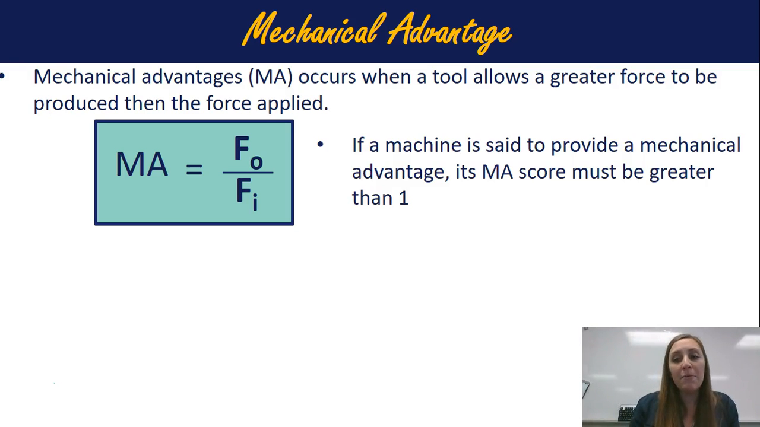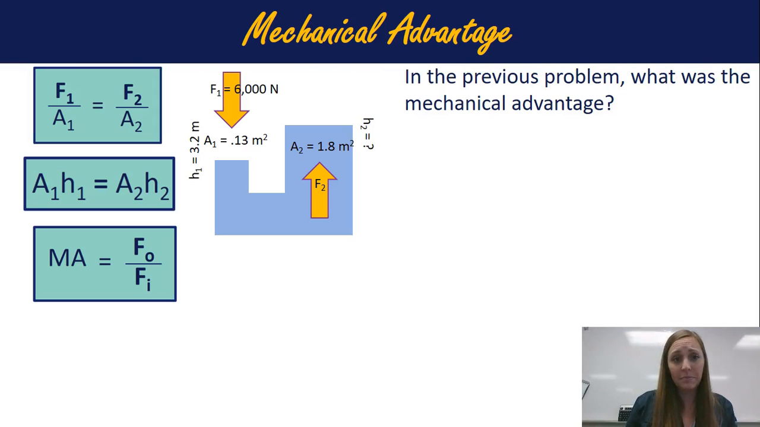If a machine is to provide a mechanical advantage, the MA, or the mechanical advantage number, must be greater than 1. So if you're putting a force into a machine and it's giving out less of a force, then it doesn't have a mechanical advantage. So a mechanical disadvantage maybe, but definitely not a mechanical advantage.